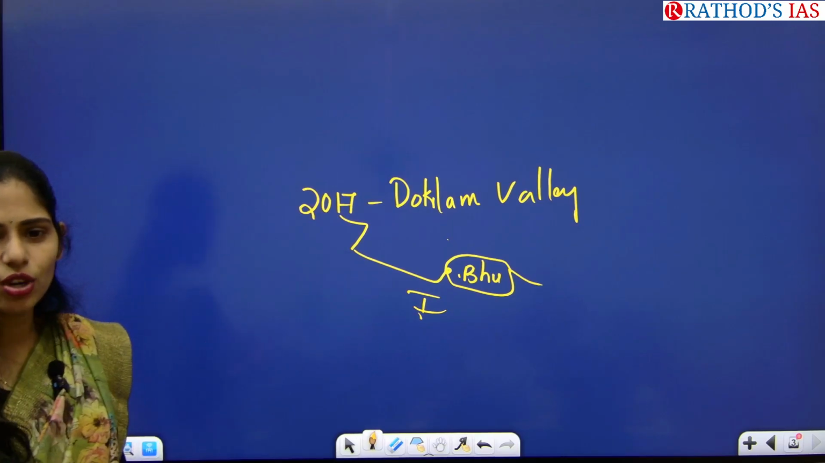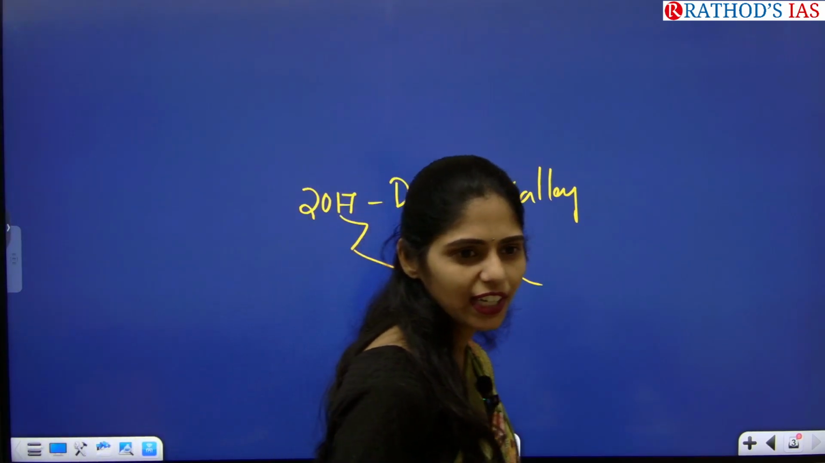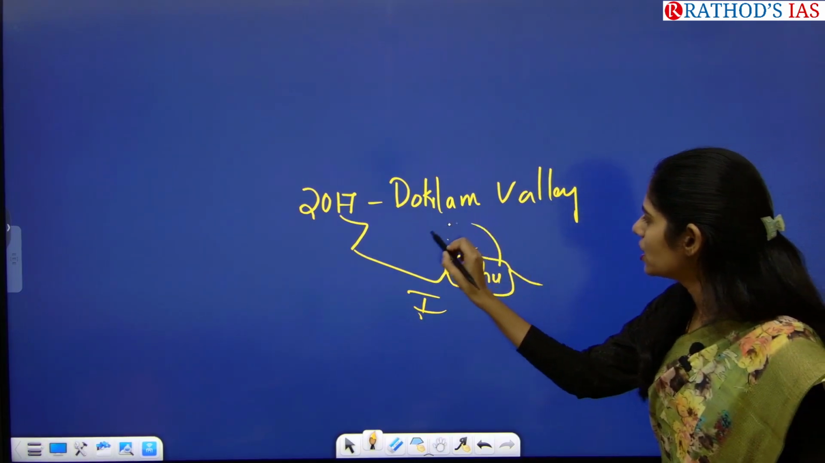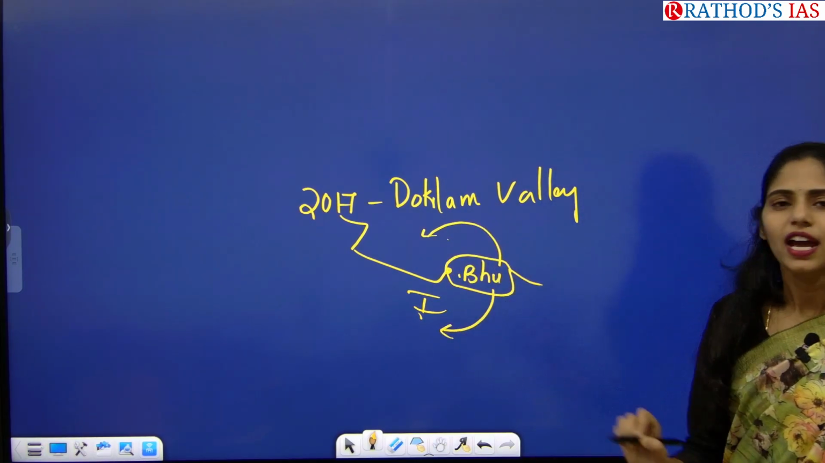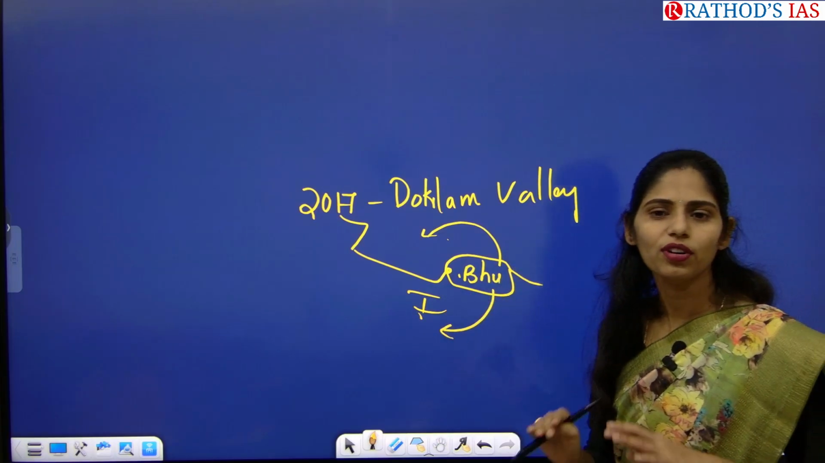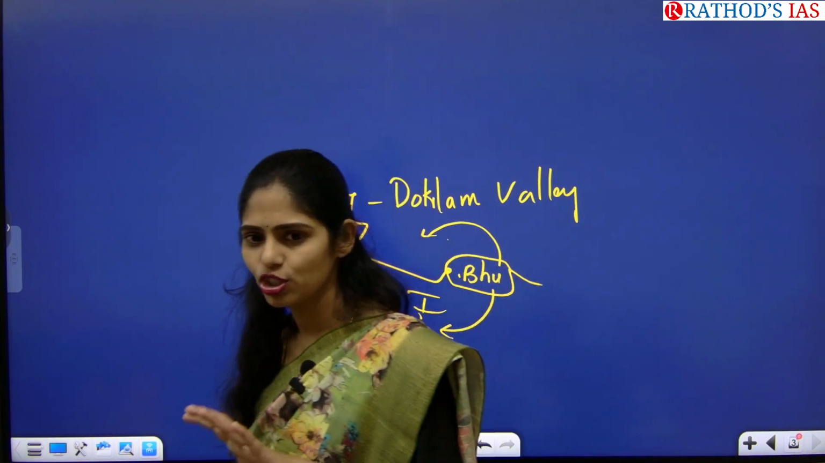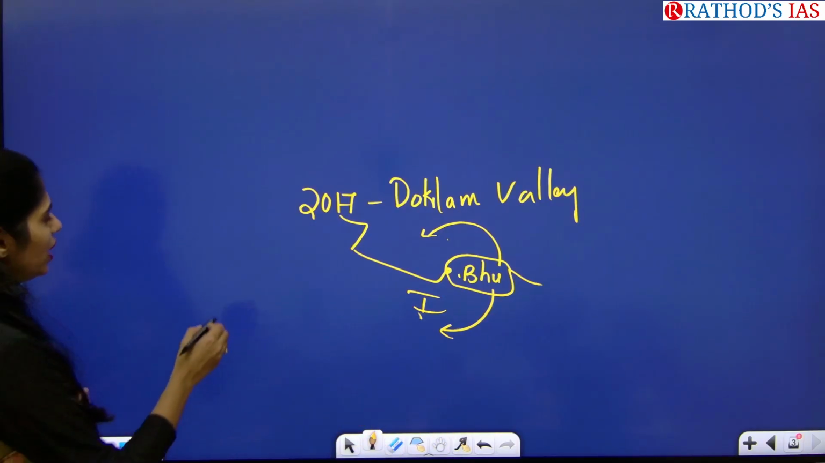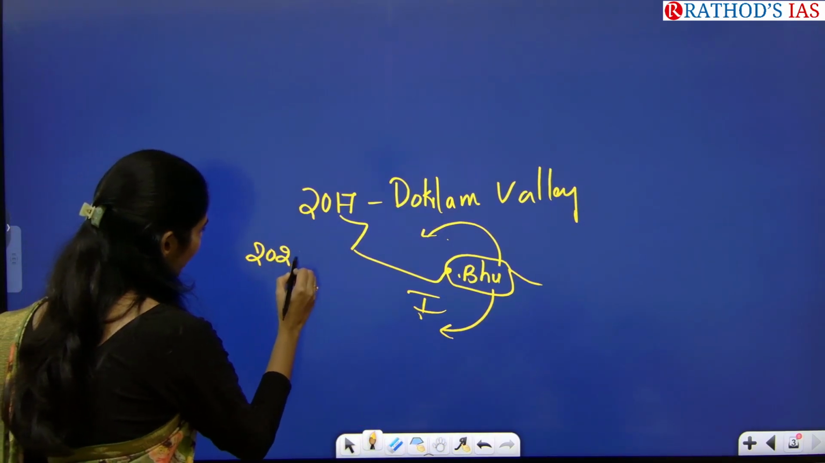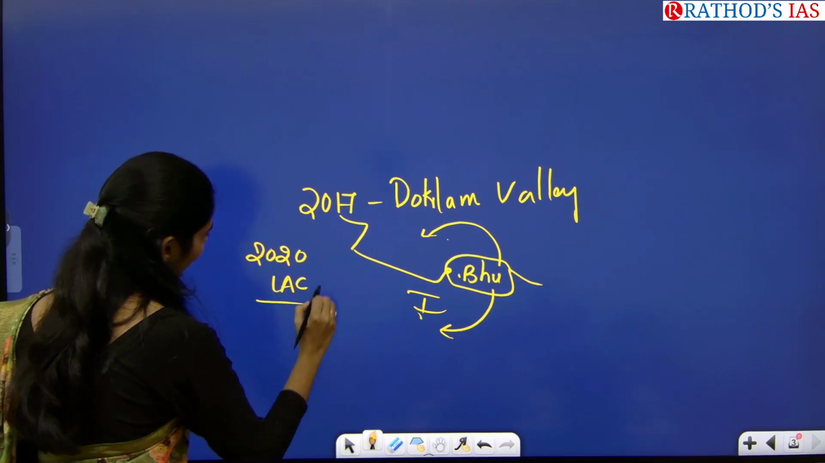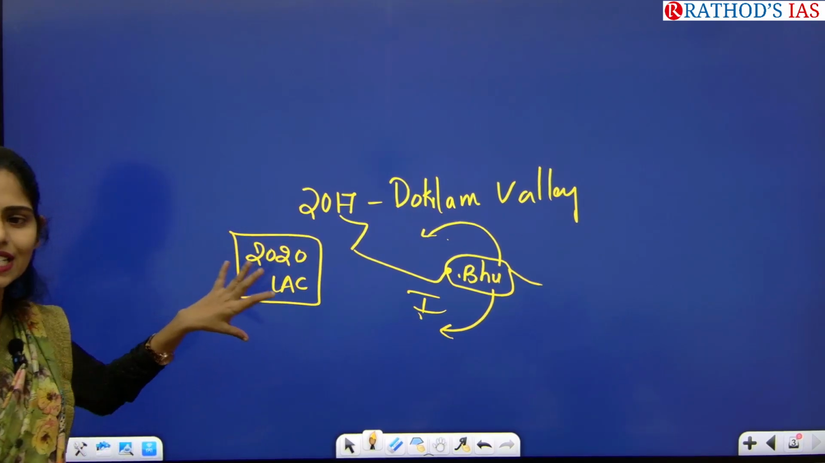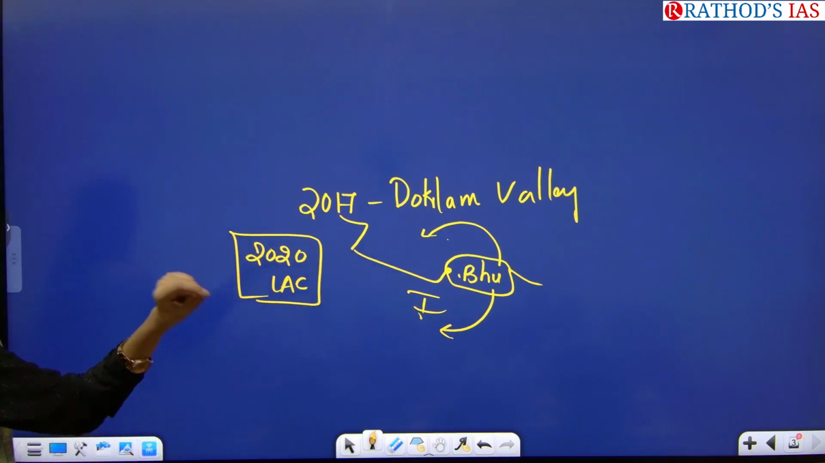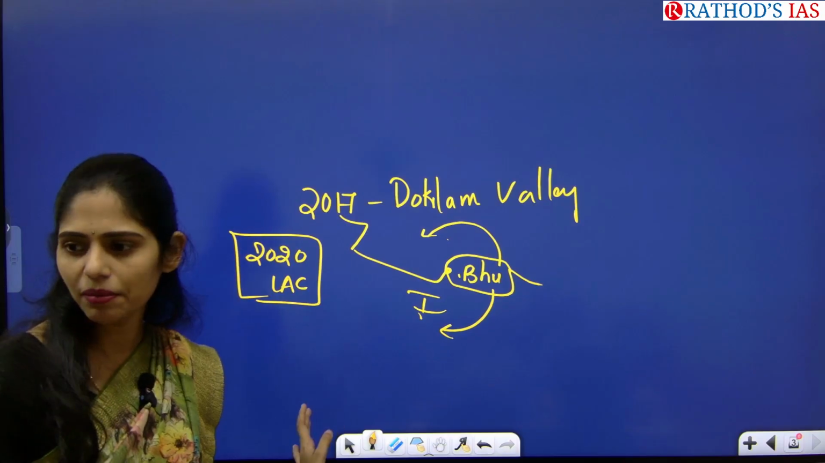So in that Doklam Valley, there was a standoff between India and China in 2017. At that time, Bhutan didn't support China, but Bhutan supported India. And finally, because of this Bhutan support, we resolved that issue between India and China easily. But in 2020, there was a standoff in the LAC region, the Line of Actual Control, between India and China. That is a region especially between India and China. There is no third country interference or involvement there.